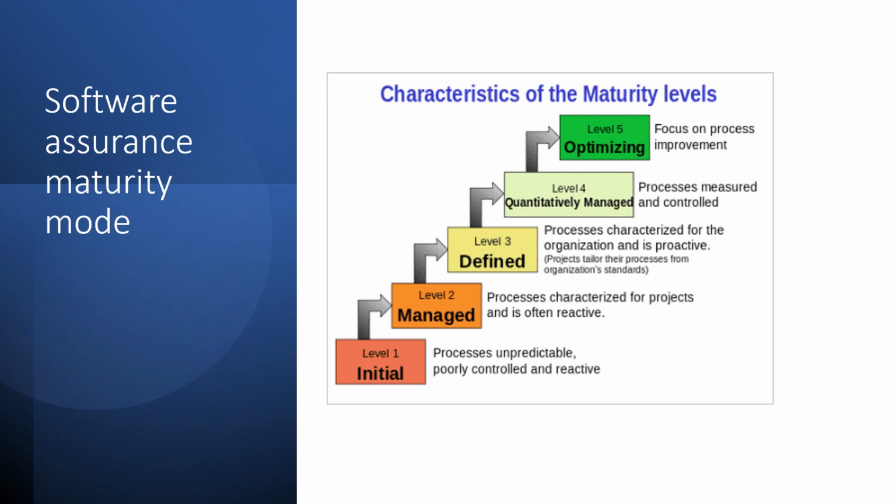So this is where the optimizing phase, which is level 5, comes in. So they focus more on process improvement, right? So they make sure that they establish metrics for evaluating the effectiveness of the software assurance activities, and they focus on continuous improvement based on the insight that they have.